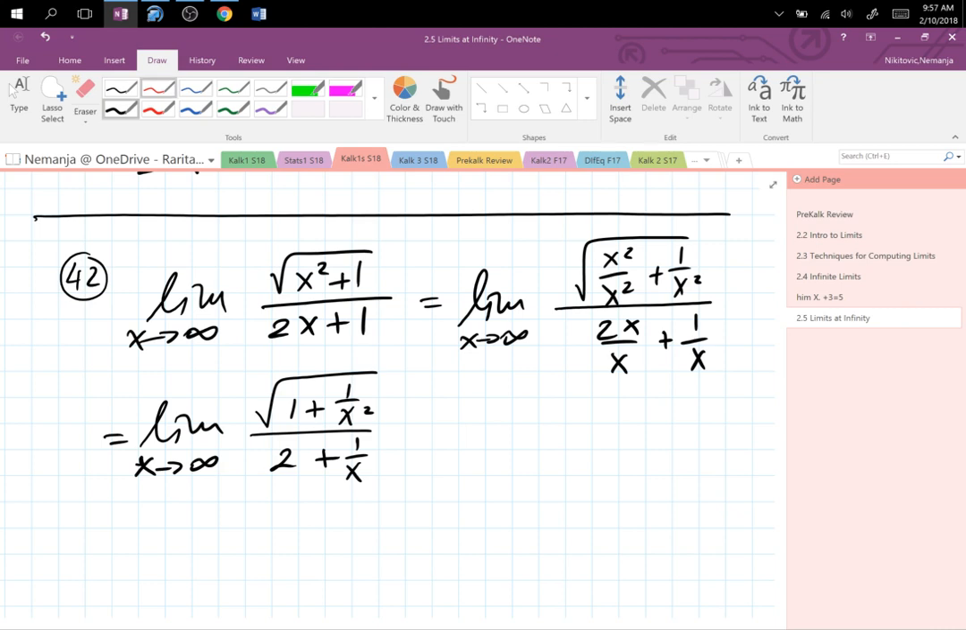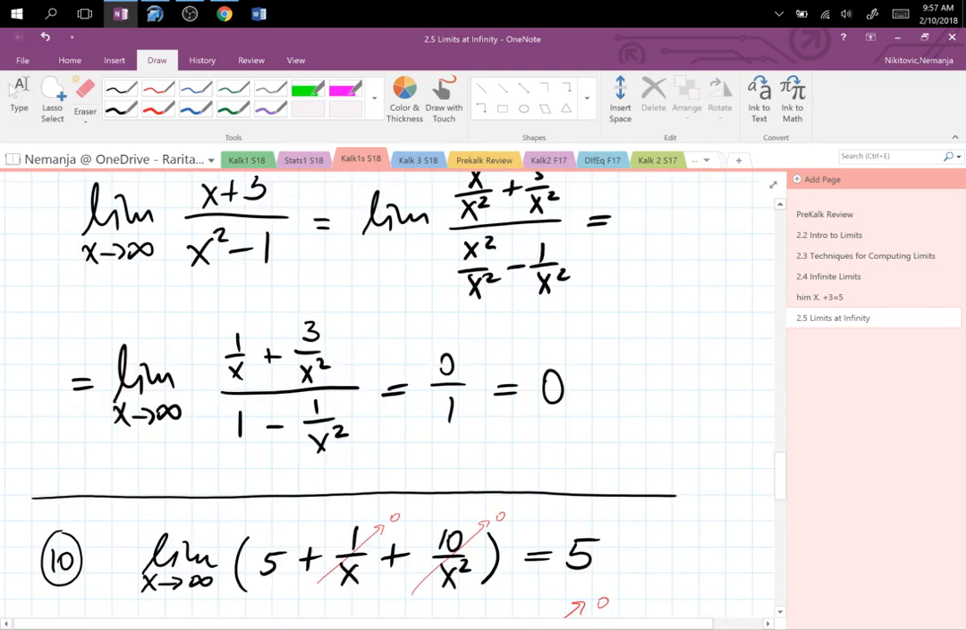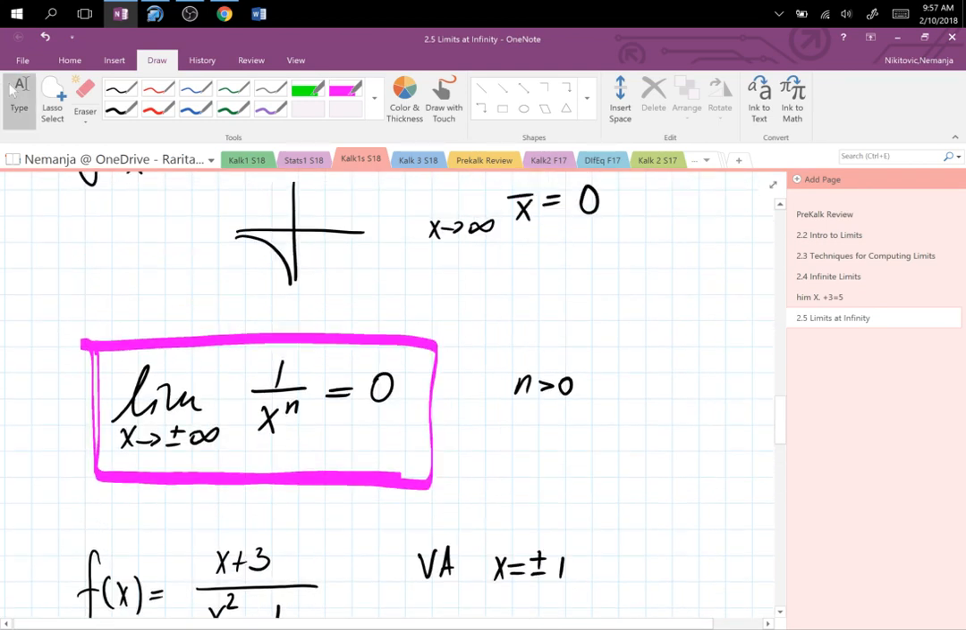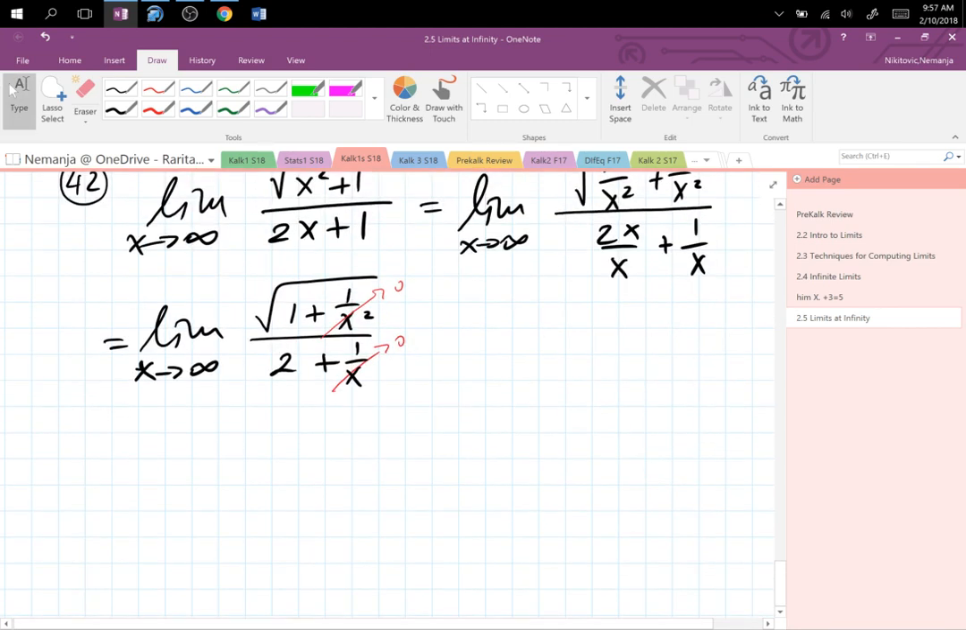Now in the limit, these guys are going to die again because of this one. Any number on top divided by x to whatever positive exponent is going to go to 0. So that's why all of these guys are gone, and what you are left with is square root of 1 over 2, which is 1/2.